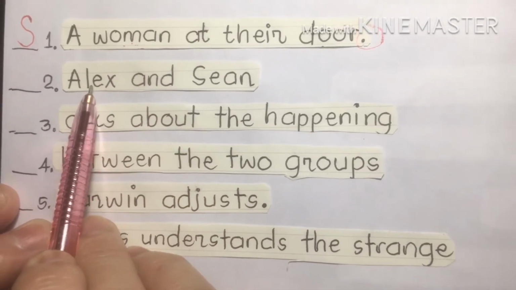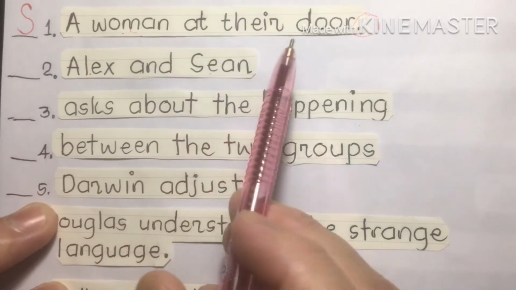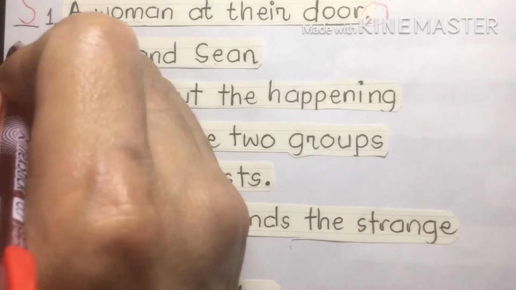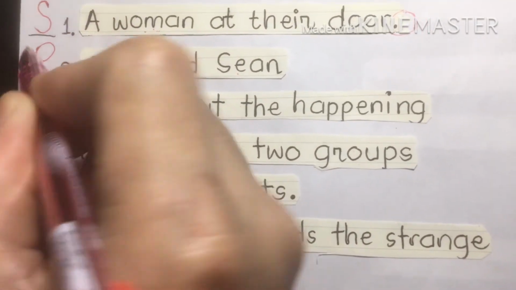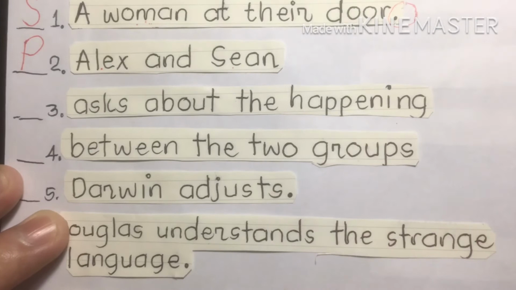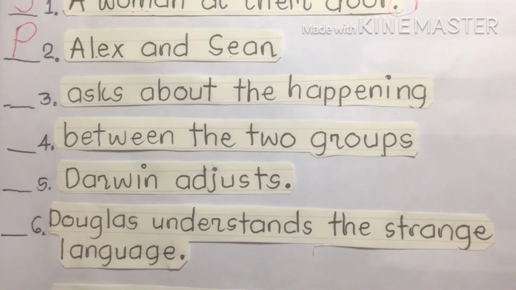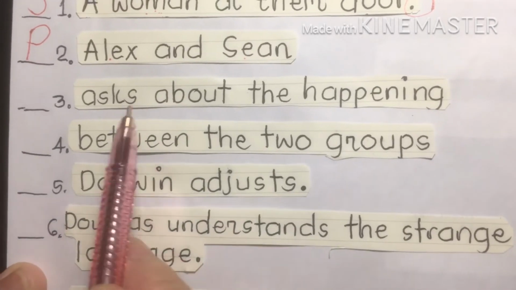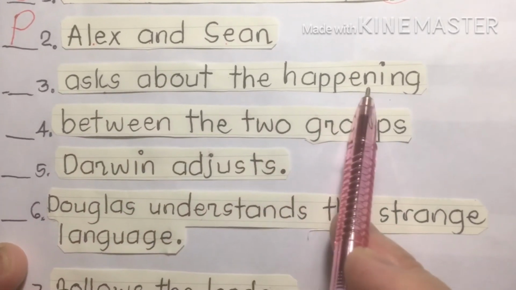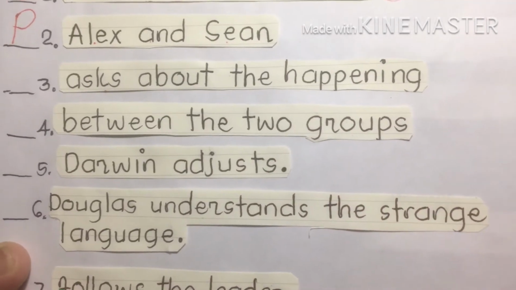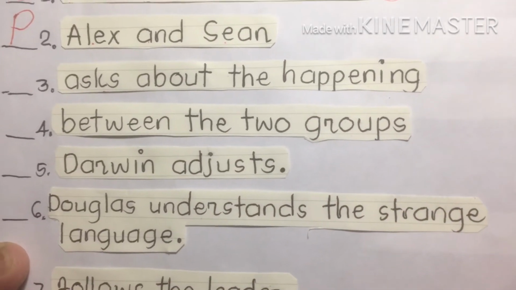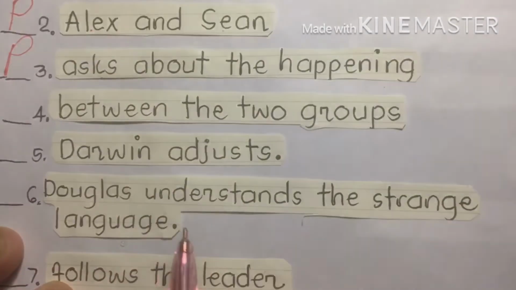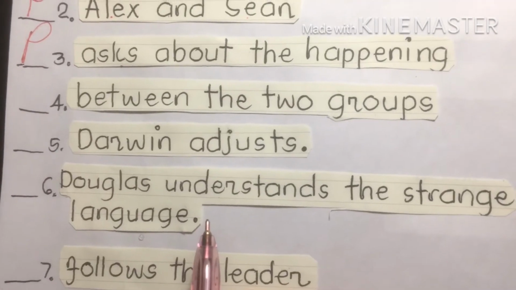Second, Alex and Sin. What happened to Alex and Sin? We do not know. So this is actually a phrase. It does not express a complete thought or idea, my dear viewers or students. So we don't have any idea what happened to Alex and Sin. Third, asked about the happening. There is no detail about what event that is. This is actually a phrase. Okay? There is no exact detail about that.